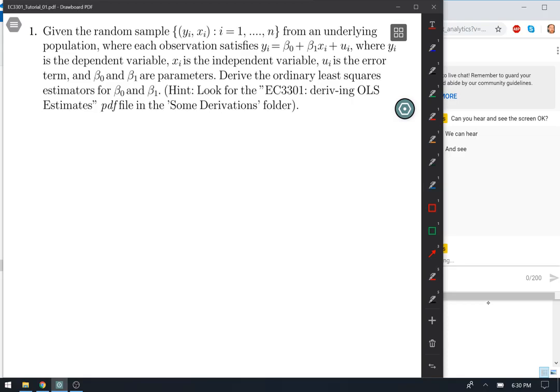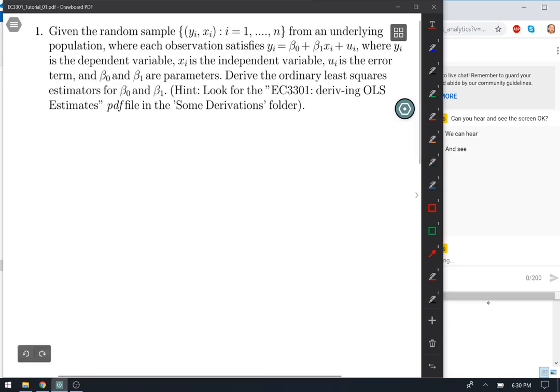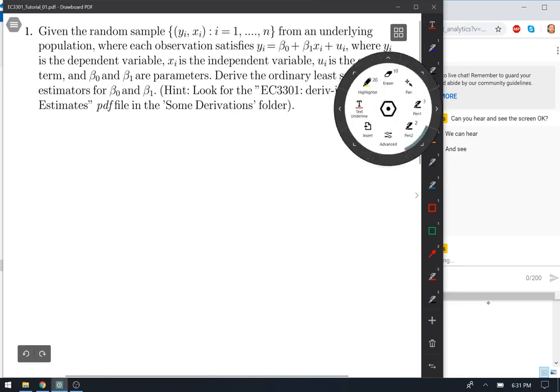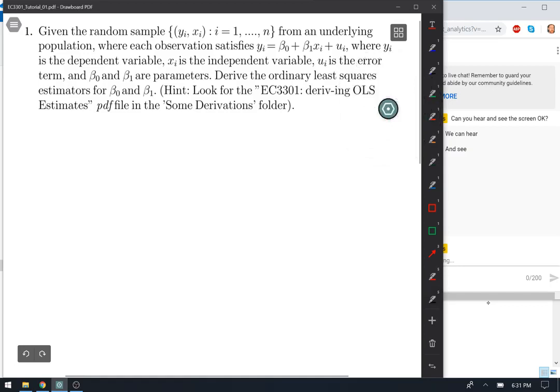So question 1 is asking you to derive the ordinary least squares estimator in a simple regression with just an intercept and one scalar regressor, xi. Now, sometimes it can get confusing when they write it this way. We don't actually need to assume all this. We don't need to assume a random sample or a linear model or any of this.